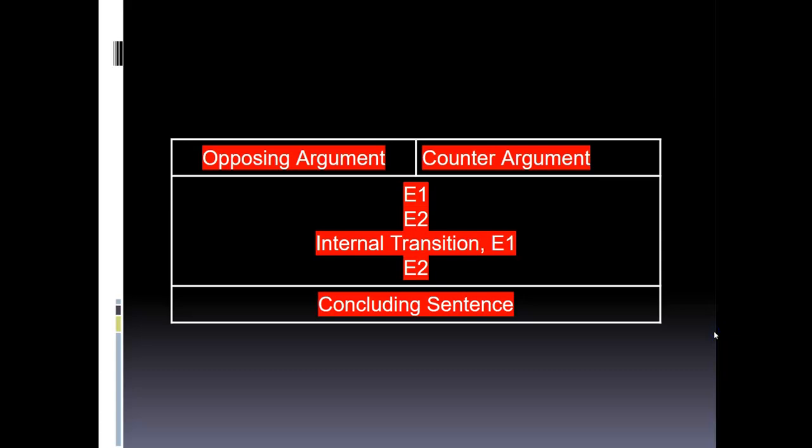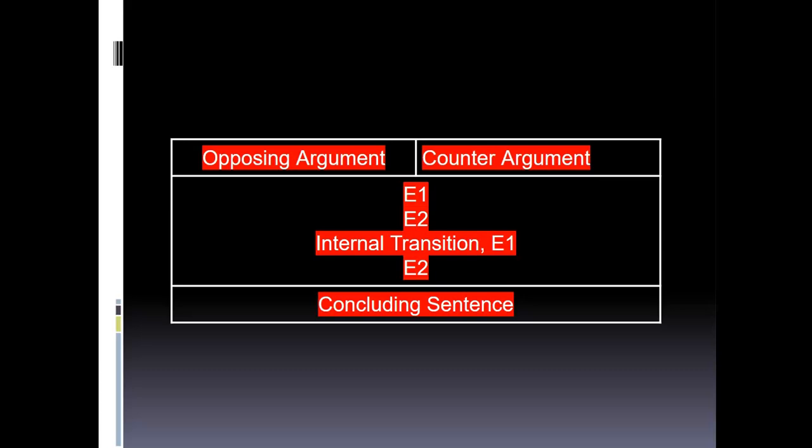We've been talking about each paragraph as if it were a shape. Remember, we said if the introduction paragraph were a shape, it would be an upside down triangle with our hook, our background information, and our thesis statement. We've said that our body paragraphs would be a rectangle with a transition word and a topic sentence, an E1 and E2, an internal transition with another E1 and an E2, and a concluding sentence.